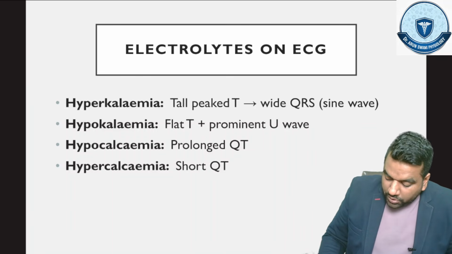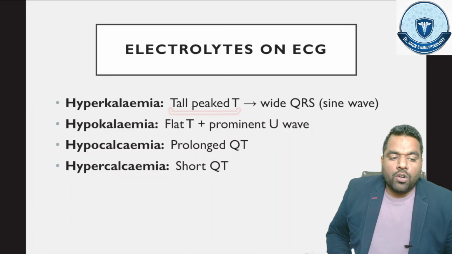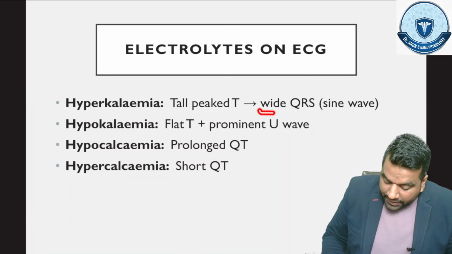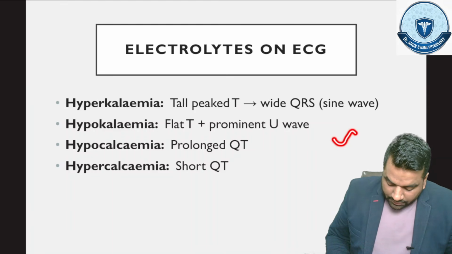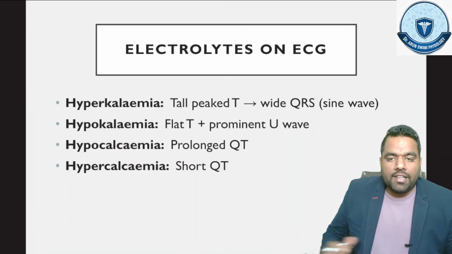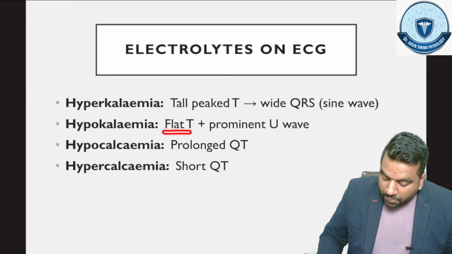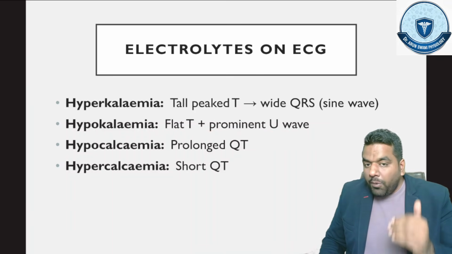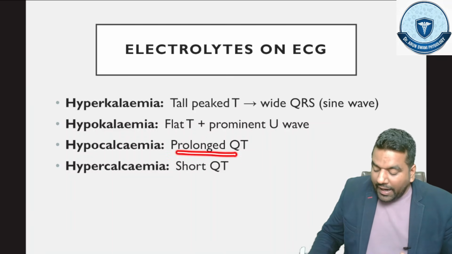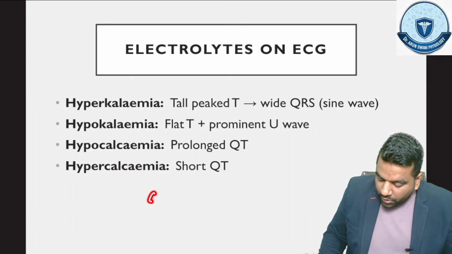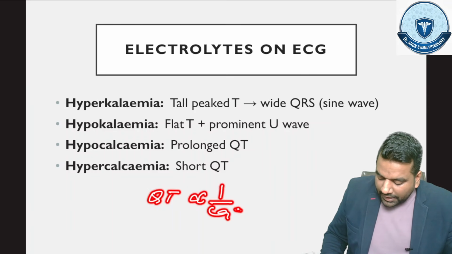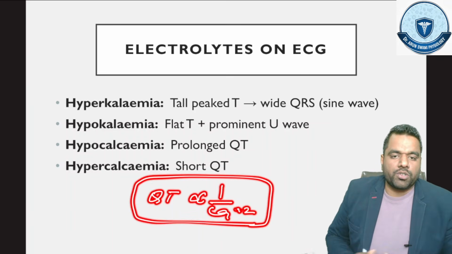Hyperkalemia will show you a tall peaked T wave with wide QRS, and there will be a sine wave pattern like this, right? And then hypokalemia, there will be a flat T with a prominent U wave, hypocalcemia, prolonged QT, and hypercalcemia, short QT. Guys, always remember QT is always inversely proportional to the calcium, right? Inversely proportional to the calcium.